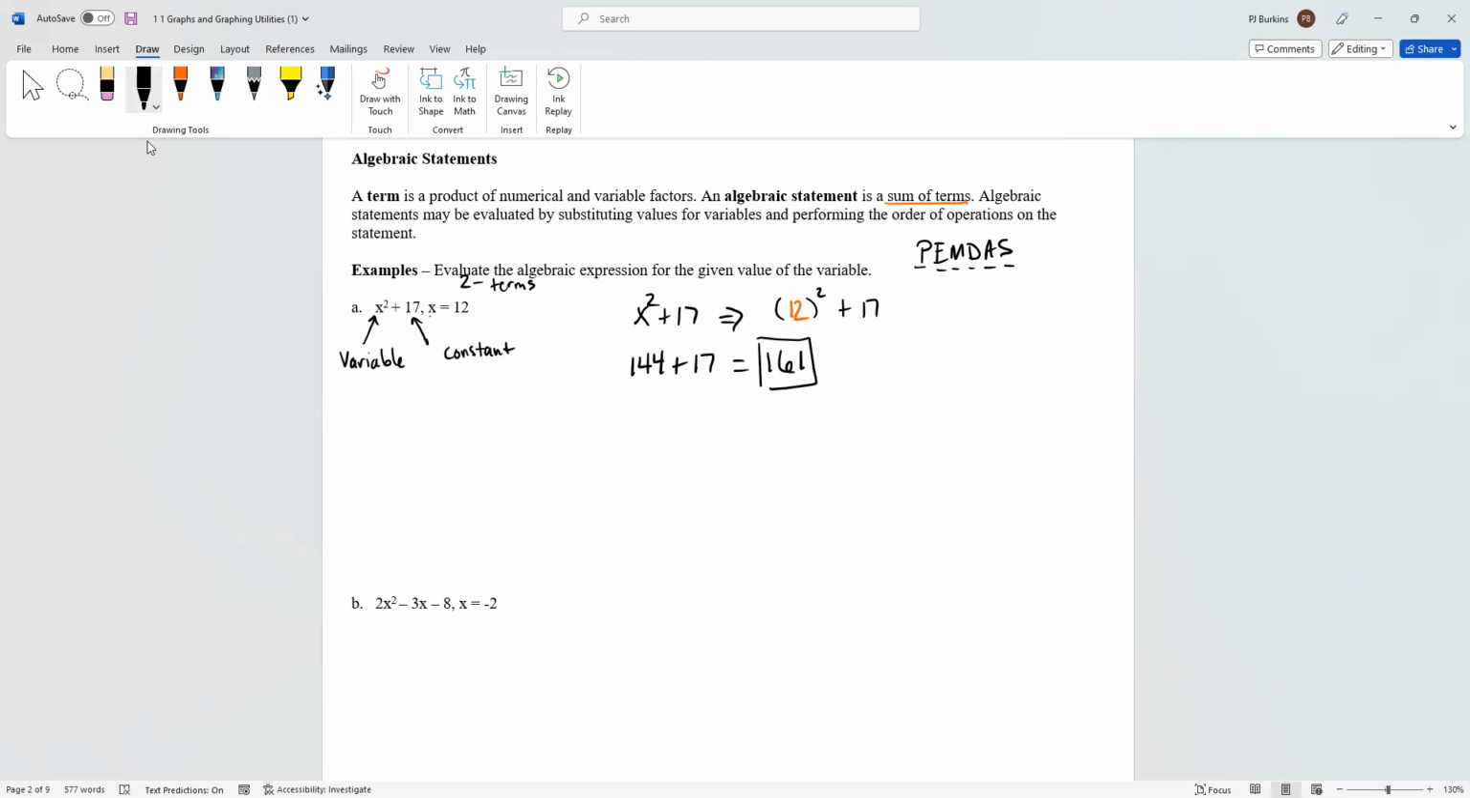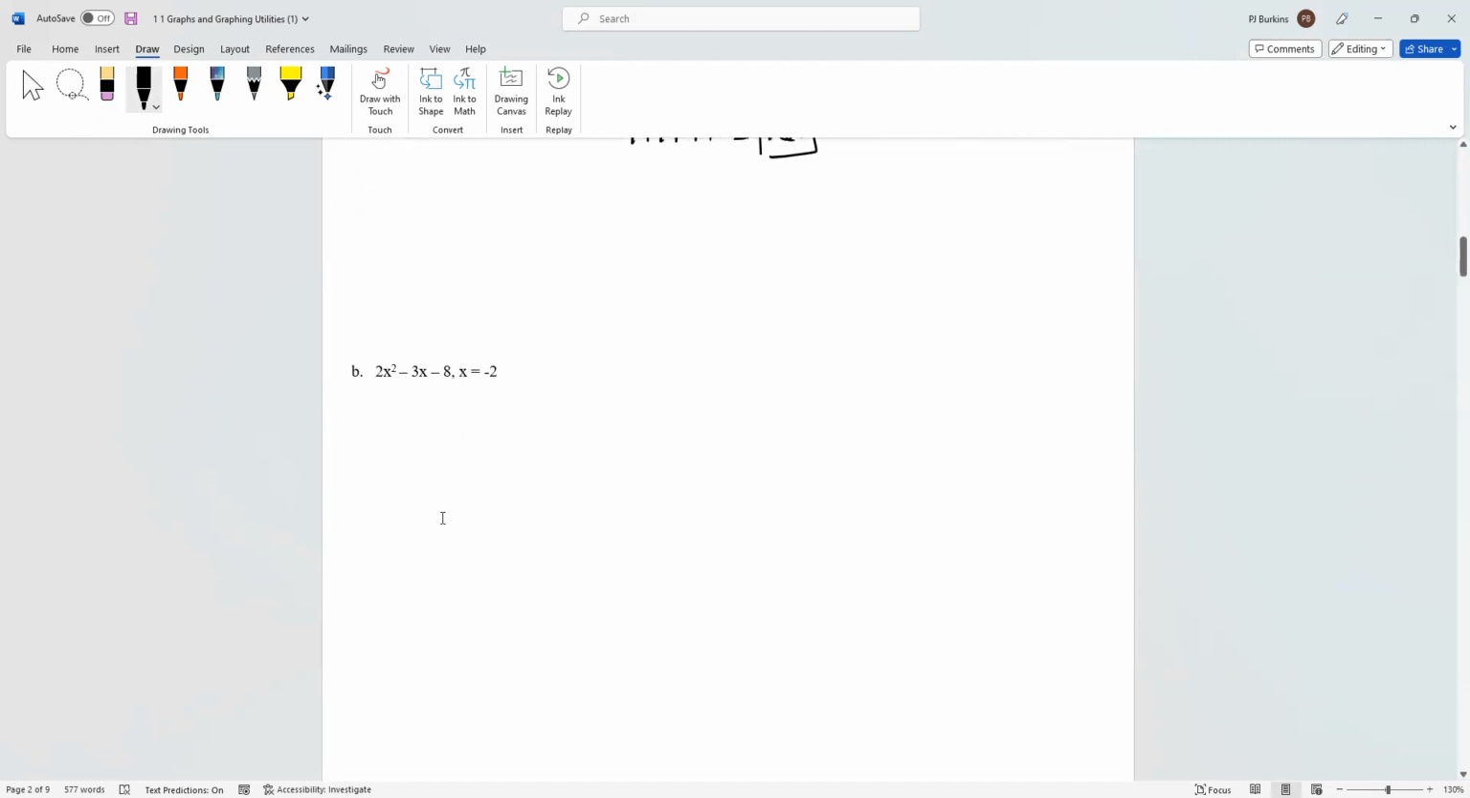All right, let's try another one. We have 2x squared minus 3x minus 8, and they're asking us to plug in x equals -2. So again, everywhere I see an x, I'm going to put a set of parentheses, and I'm just going to rewrite the expression. So it looks like this. Then everywhere I have my set of parentheses, I'm plugging in a -2. Now you got to be a little careful, right, that it's a negative when you're doing your order of operations, but it shouldn't be too bad.